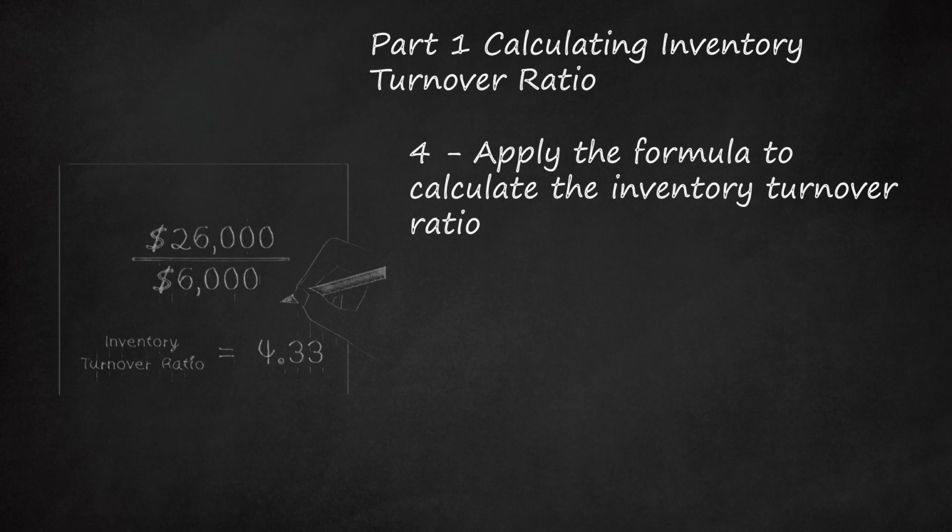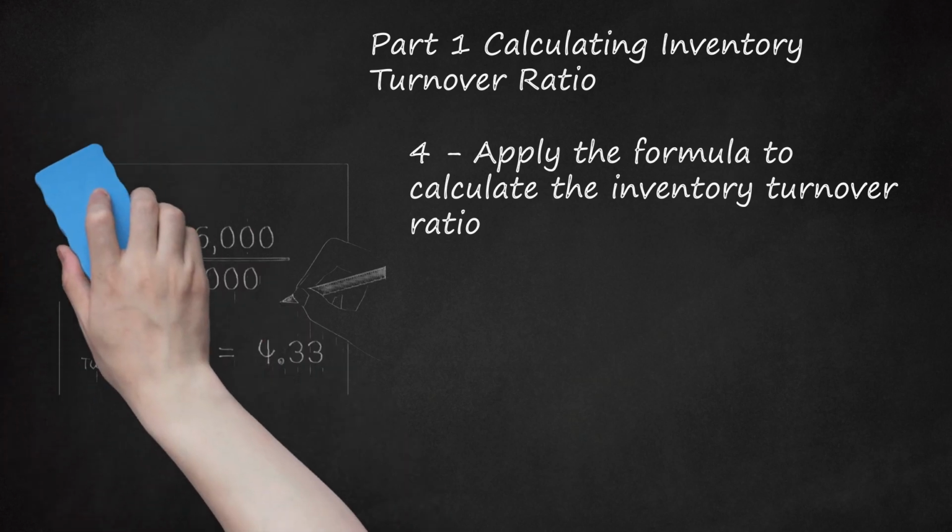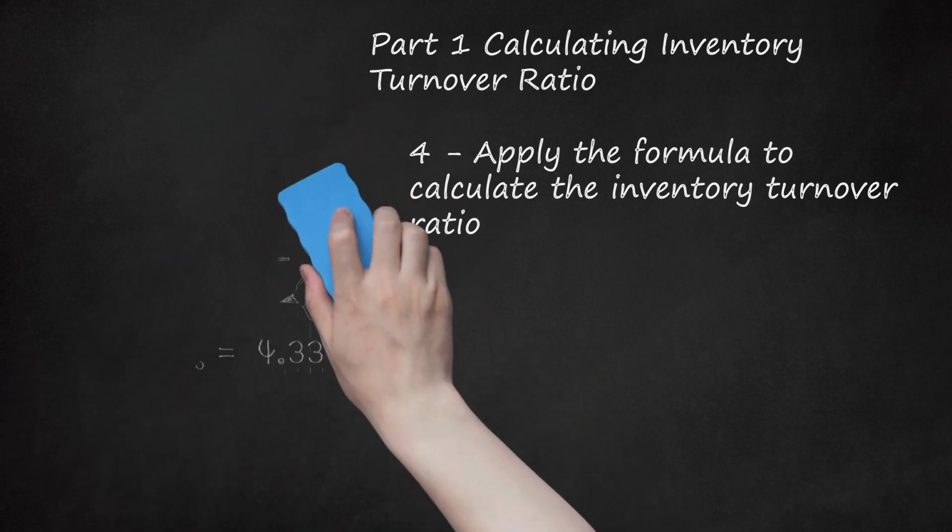$26,000 divided by $6,000 equals 4.33. This company sold and replaced its inventory 4.33 times in the 12-month period.